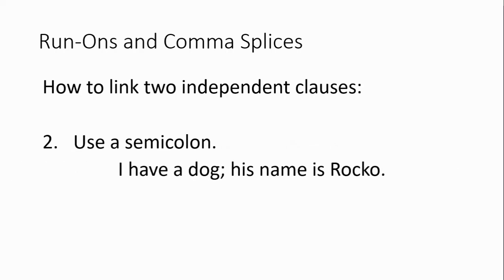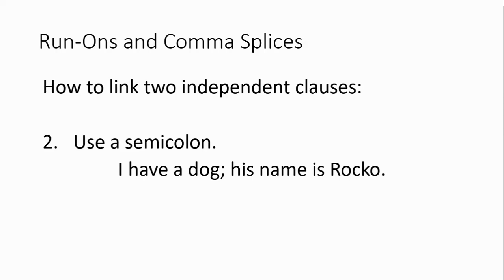That's perfectly acceptable, but a word of warning about semicolons. First, by using a semicolon between two independent clauses, you are saying there's some kind of connection between the two. I have a dog; his name is Rocco. That's fine, but I have a dog; my toaster burns my toast, probably isn't, since there seems to be no clear-cut relationship between the two independent clauses.